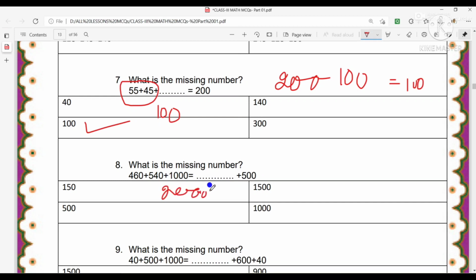2000 equal to dash plus 500. So if you subtract 500 from 2000, then we will get the answer. So 2000 minus 500, the answer will be 1500. This one, right?